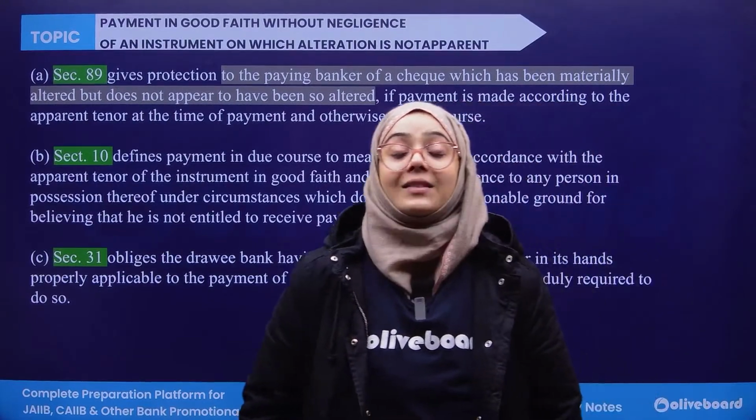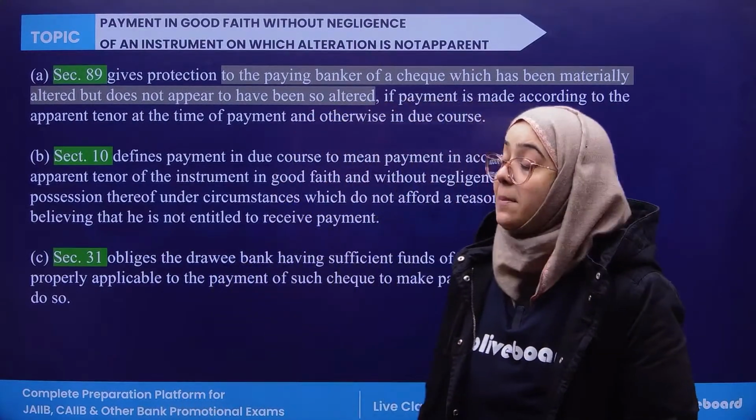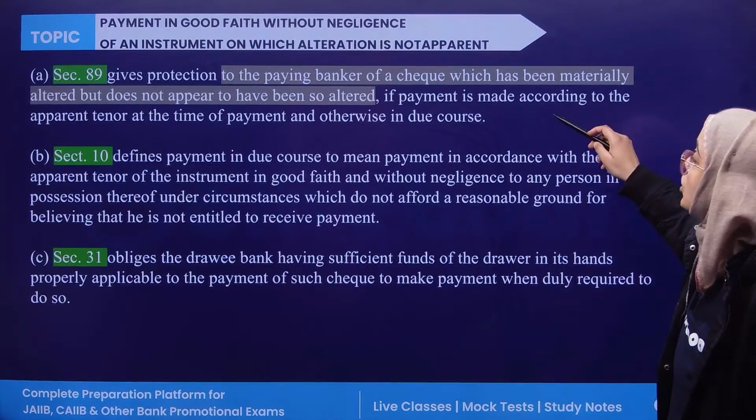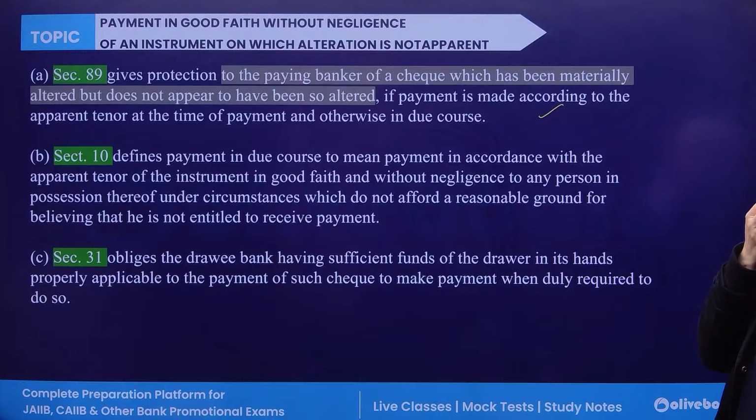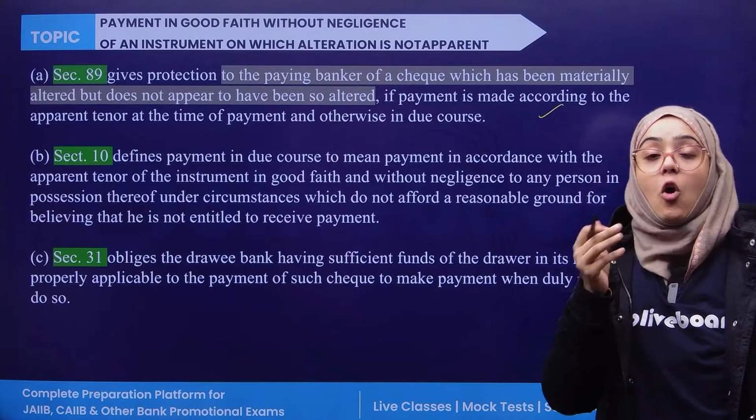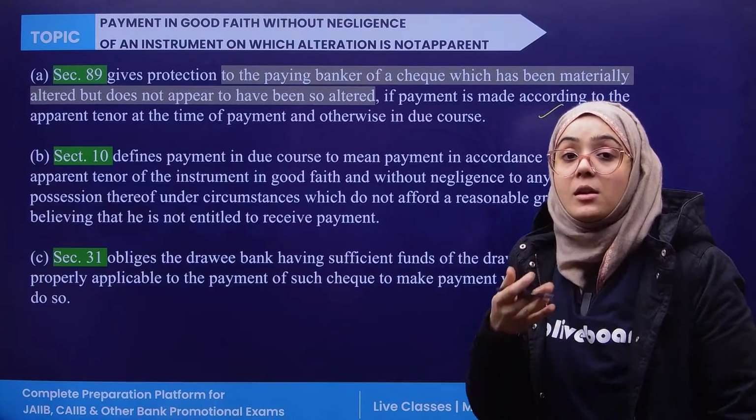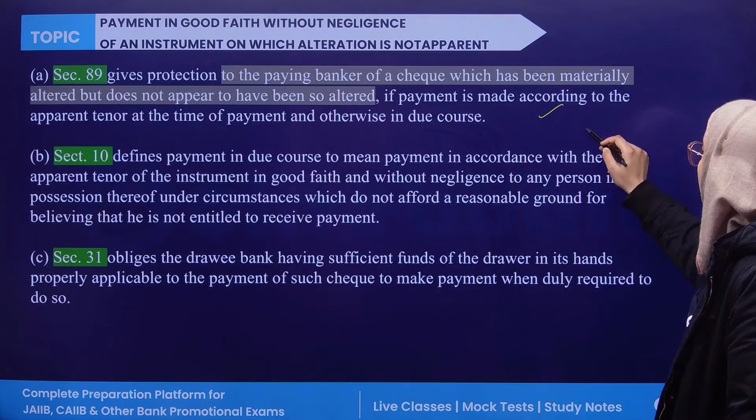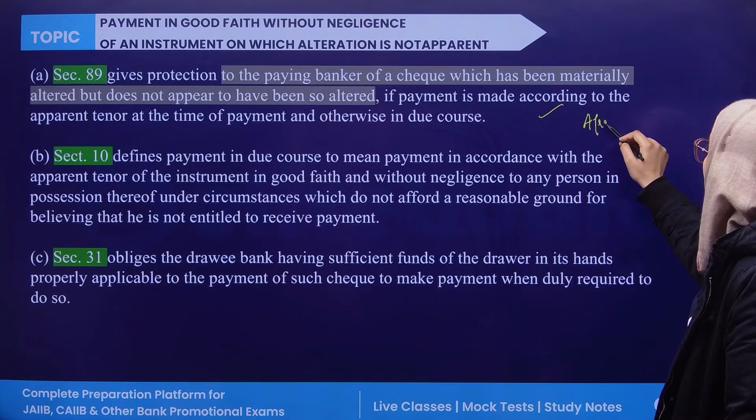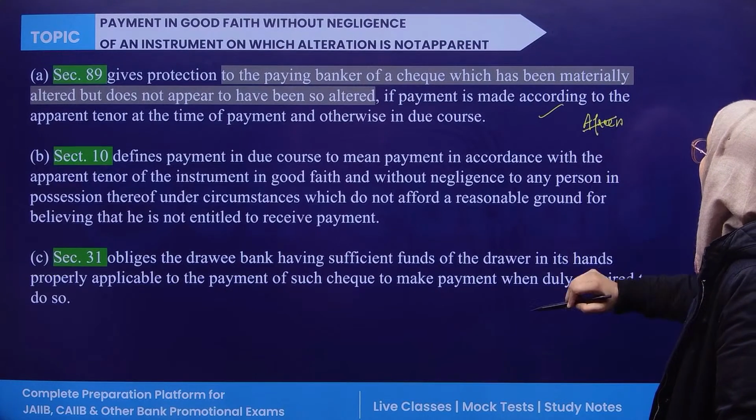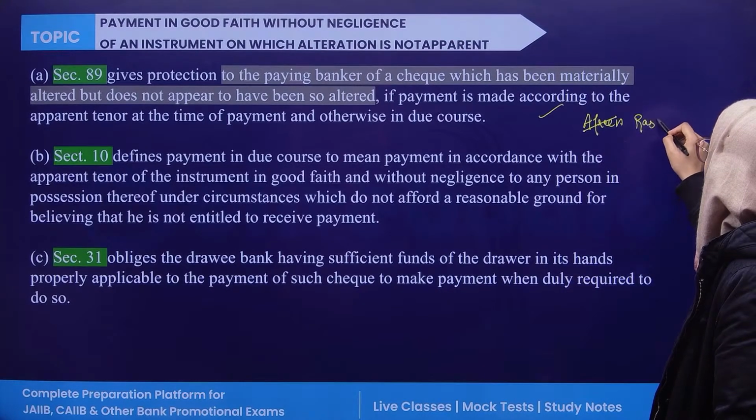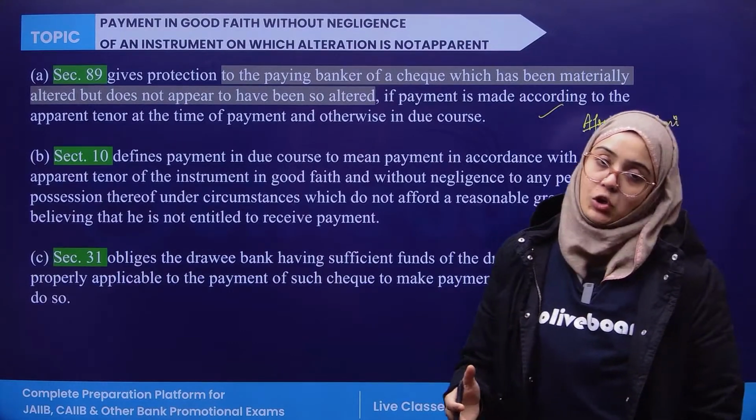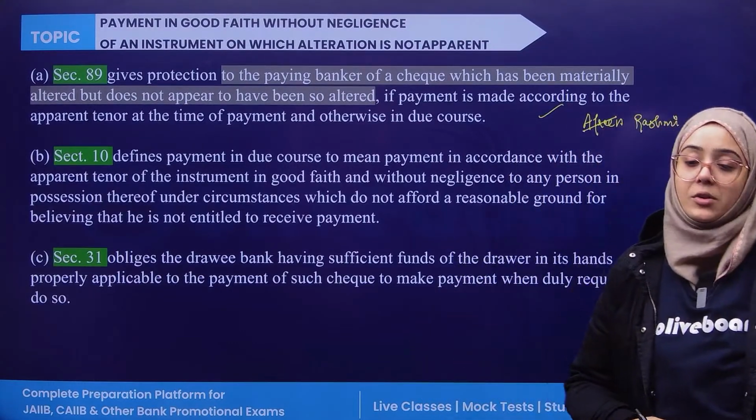Now, next thing, if we talk about these sections. First, Section 89 of the Negotiable Instrument Act gives protection to the paying bank when a check has been materially altered but does not appear to be materially altered. For example, there is a check in which the name Afreen is written, but someone has cut this name and written Rashmi. Now, this is an obvious alteration.